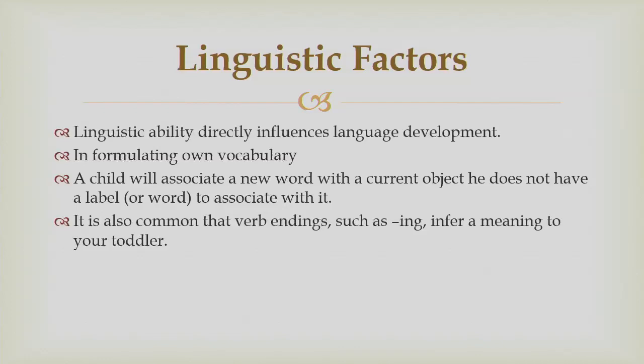In formulating their own vocabulary, a child will associate a new word with a current object they do not have a label or word for. So in most cases, when they do not know an object, they will always think that the new word they are learning might describe that object because they are both new. It's also common that verb endings such as -ing infer a meaning to your toddler, maybe processes such as swimming and so on.